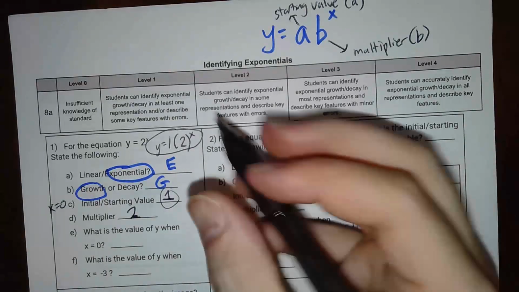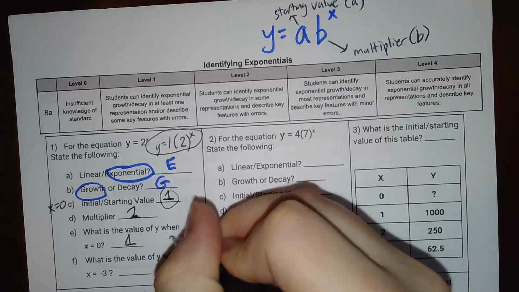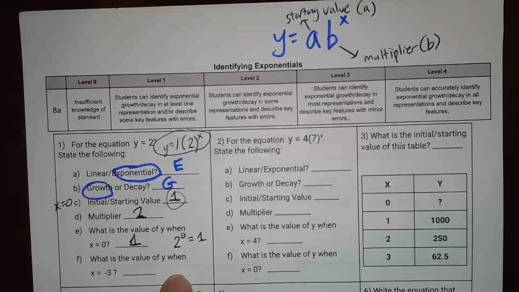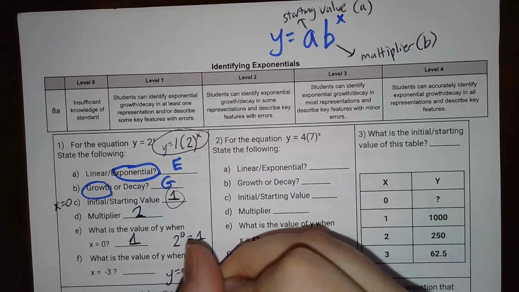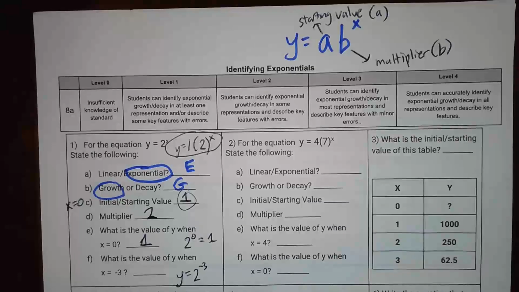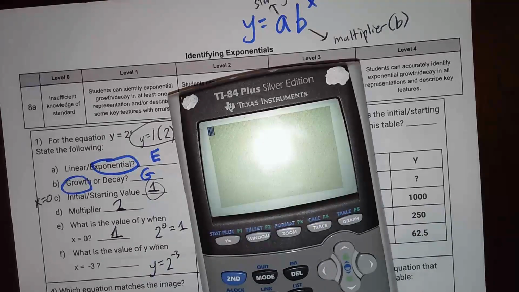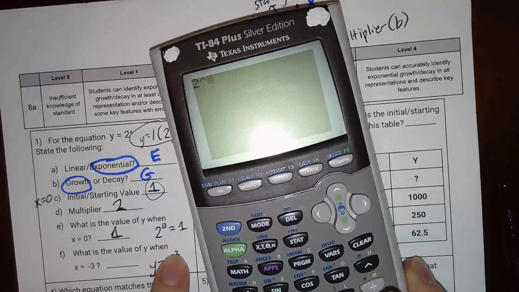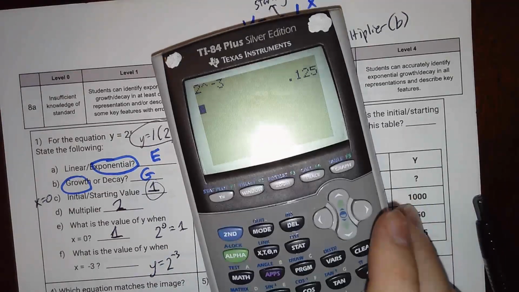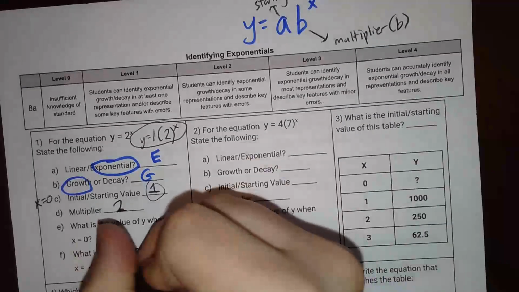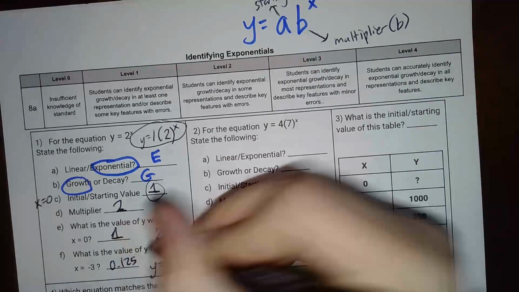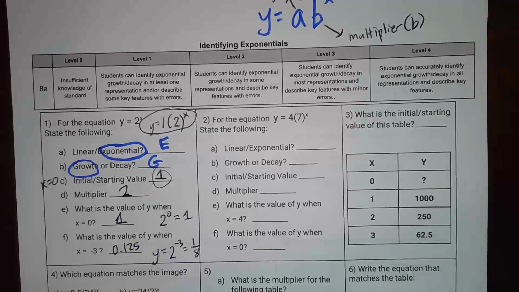What's the value of y when x equals 0? We just calculated that. 2 to the power of 0 is 1. And what is the value of y when x equals negative 3? So we will do y equals 2 to the power of negative 3. Using our calculators, we're going to do 2, that's the button for exponents, 2 to the power of negative 3. And that gives us our answer of 0.125. Or if you did the laws of exponents, this would be 1 over 8. Either of those answers is great.